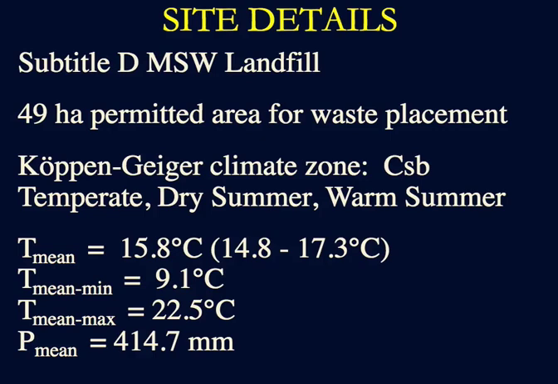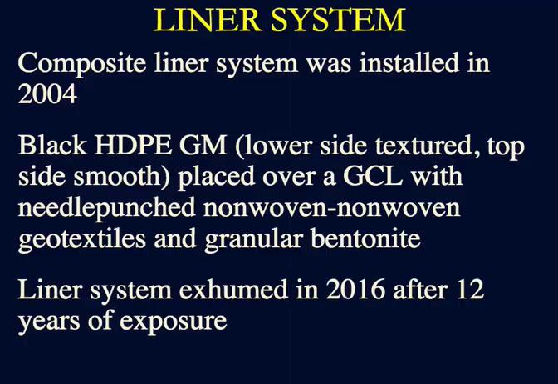And some climate-related statistics for the site for the exposure period include the mean annual temperature on the order of 16 degrees C, mean minimum and mean maximum on the order of 9.1 and 22.5 degrees C respectively at the site, and the mean annual precipitation of 415 millimeters during the exposed period.